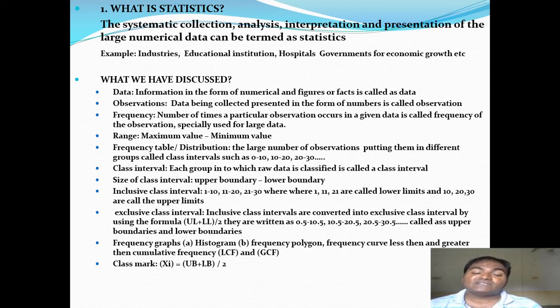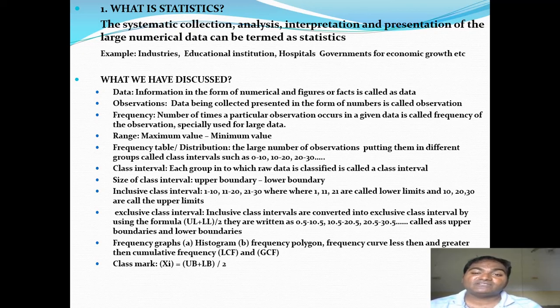So this class interval has a certain size. How to find the size of the class interval? It is by using the formula upper boundary minus lower boundary. Next, to prepare the class intervals, we have two kinds of class intervals. The first one is inclusive class intervals. The second one is exclusive class intervals. So what is an inclusive class interval? In class intervals there is an upper boundary as well as a lower boundary.